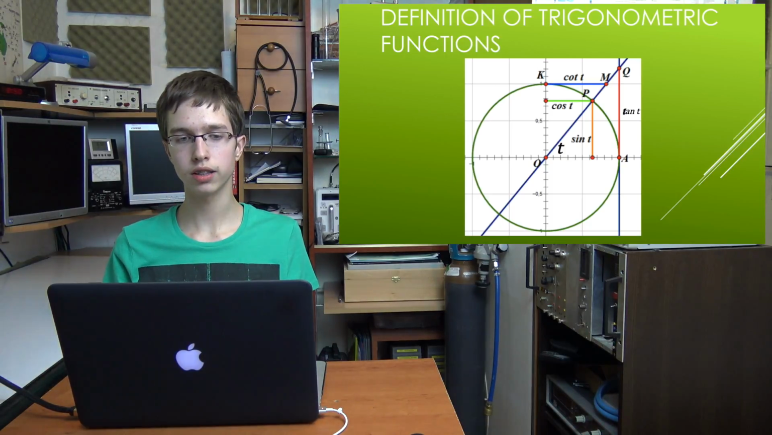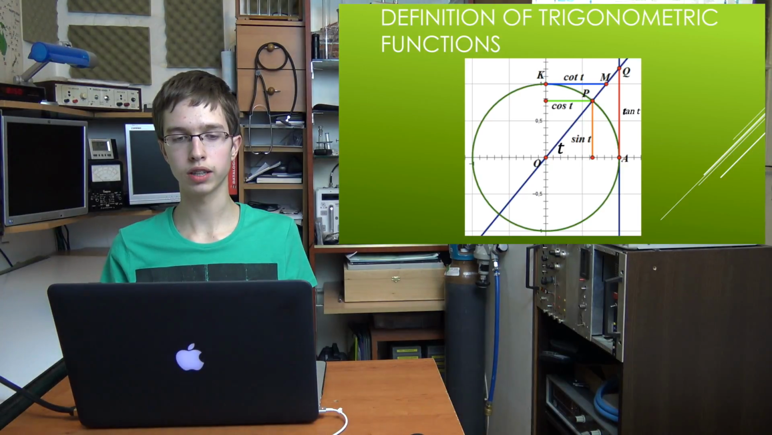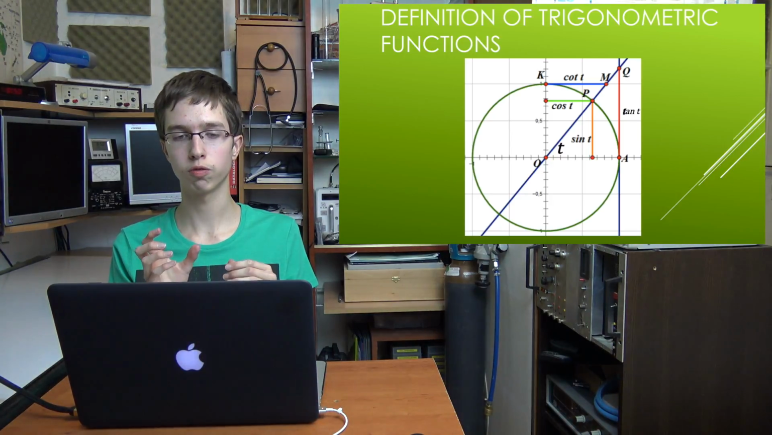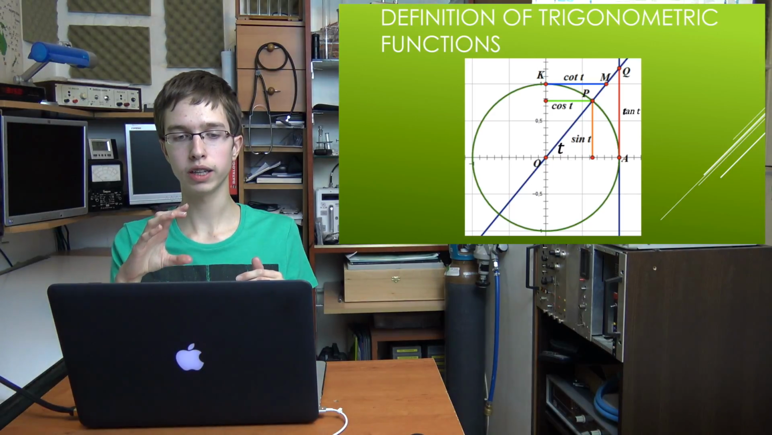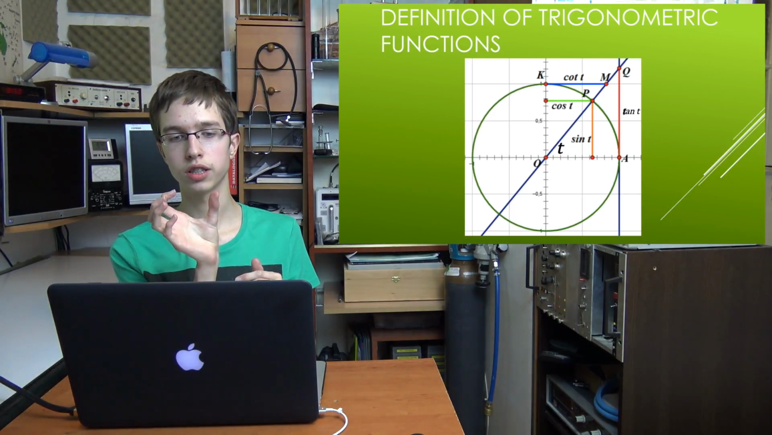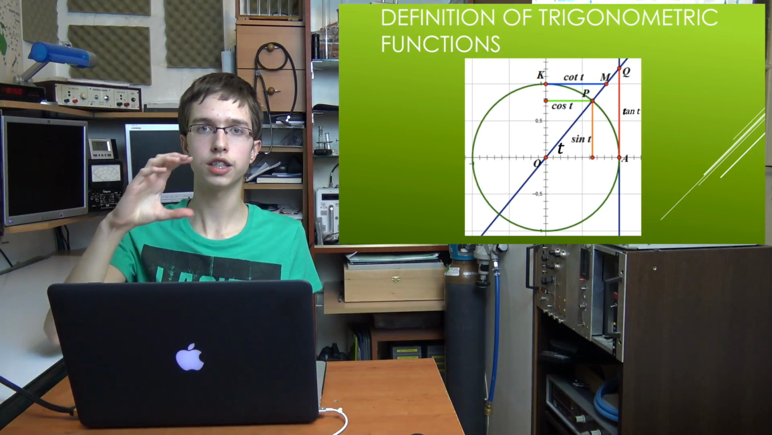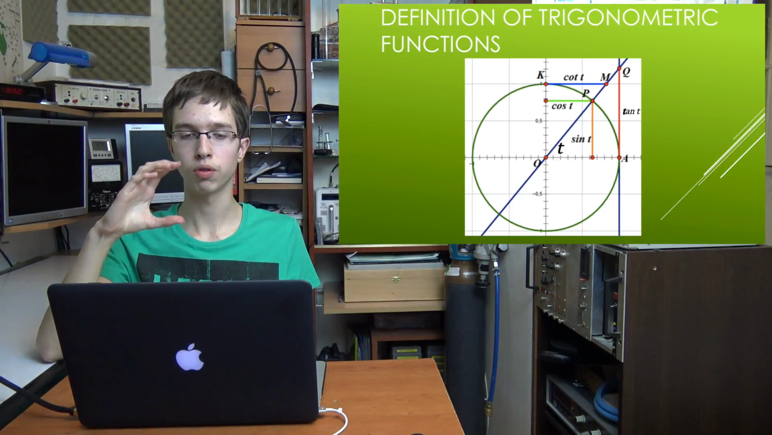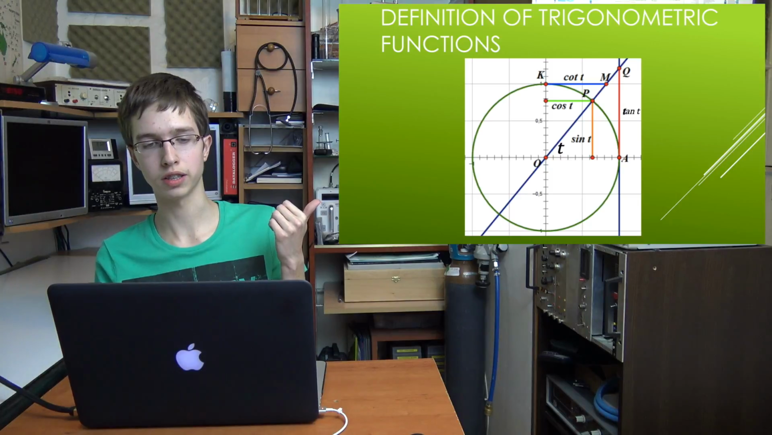So let's define trigonometric functions in this example, in the xy coordinate system. Point P has its coordinates x and y. The x coordinate of point P is cosine t, and the y coordinate of P is sine t. Cotangent t is this line segment KM, and tangent t is the length of line segment AQ. And they are all positive in this case because they are all in the first quadrant, as we can see.